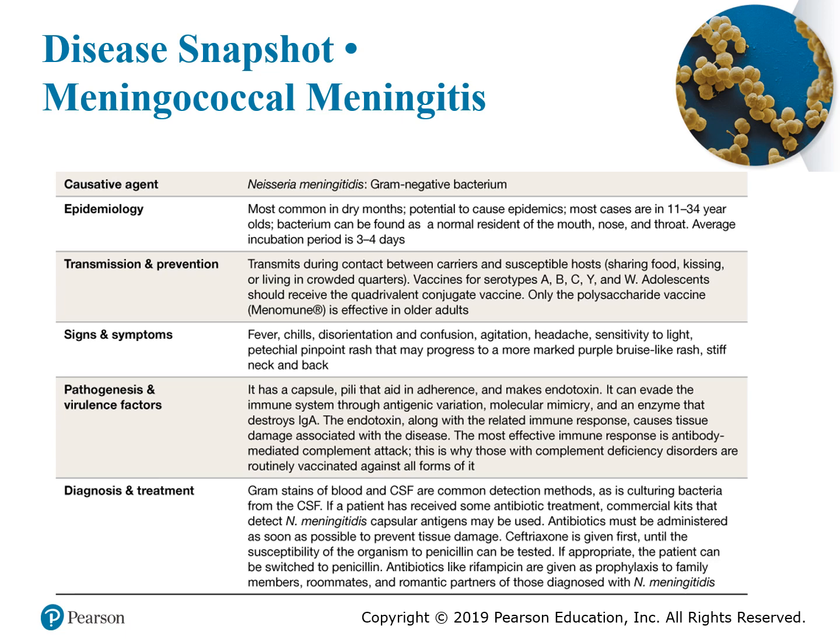Neisseria meningitidis is a gram-negative organism. And of course it is transmitted through contact with a suspected host. So this is usually done through things like sharing food, kissing, living in crowded quarters. So this would be like your dorm rooms. There are vaccines for this organism, and it's usually going to present with fever, chills, disorientation, confusion, agitation, headache, sensitivity to light, pinpoint rash over the body, stiff neck and back.